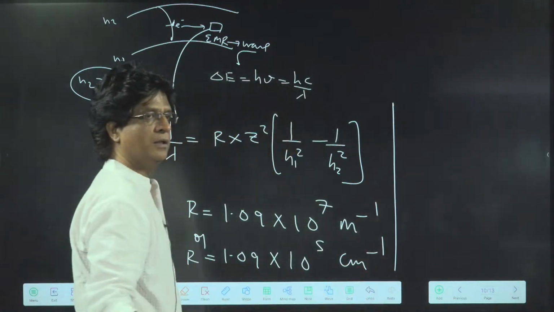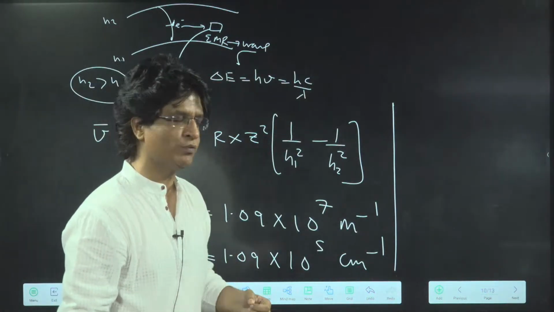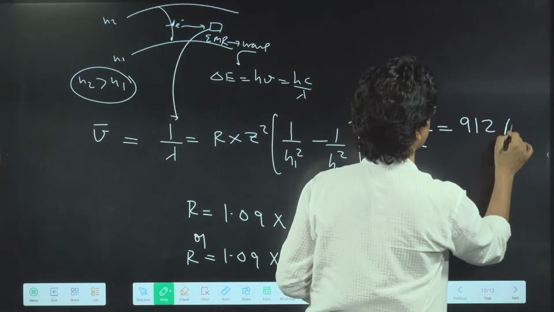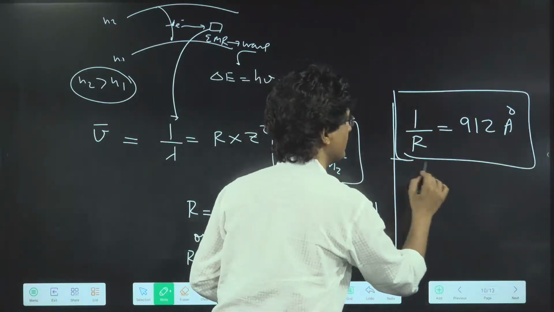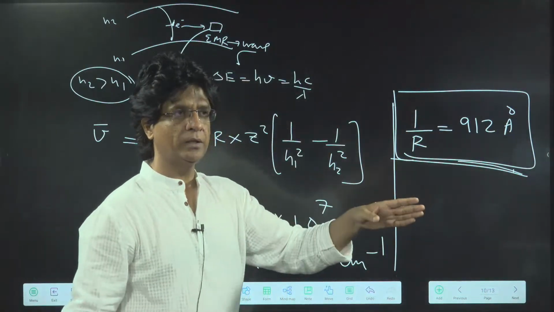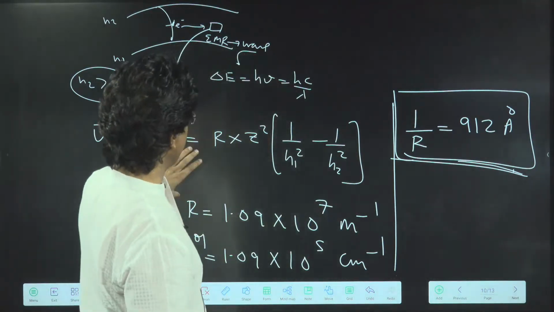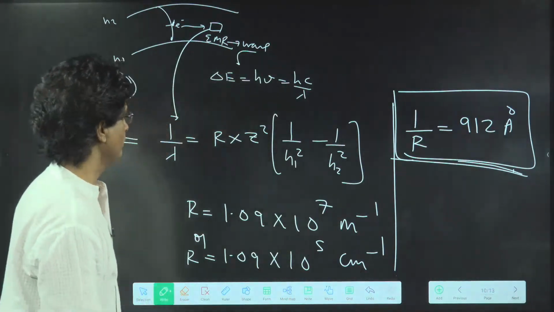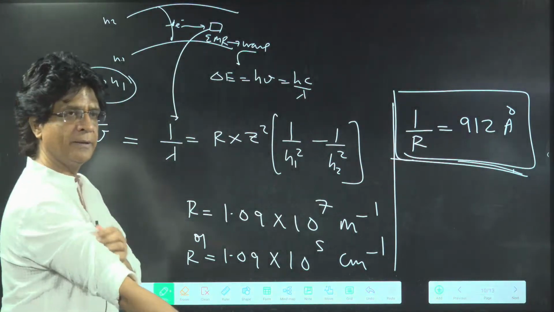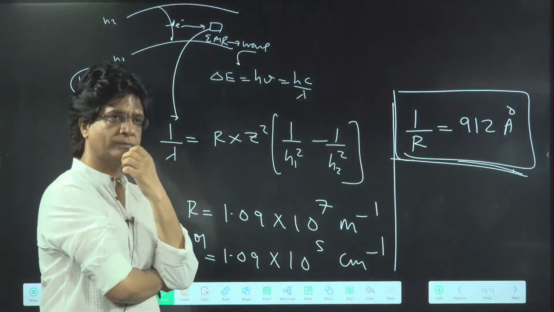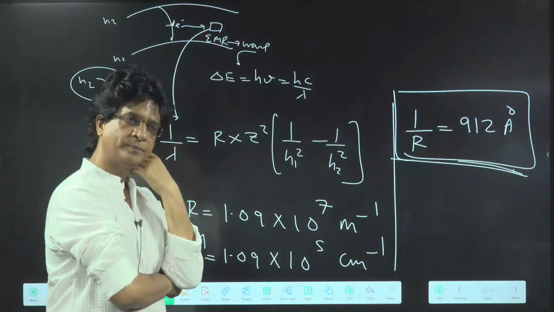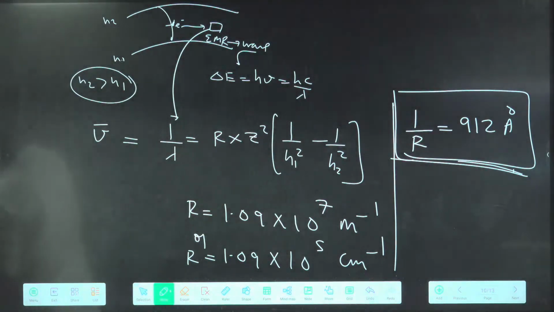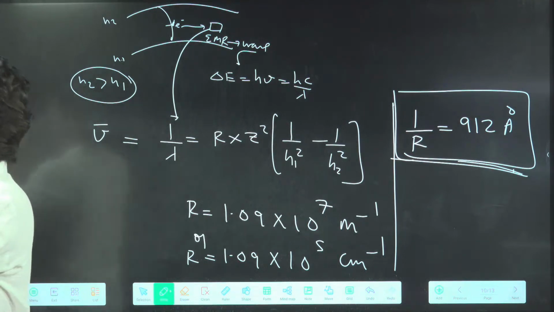And a very useful piece of information: the value of 1 by R is actually 912 angstrom. Learn this, we'll be using this value directly in a few questions. Rather than doing all those calculations, we can use this value. Yaad karo usko, just learn it. Good one, very good, extremely good.